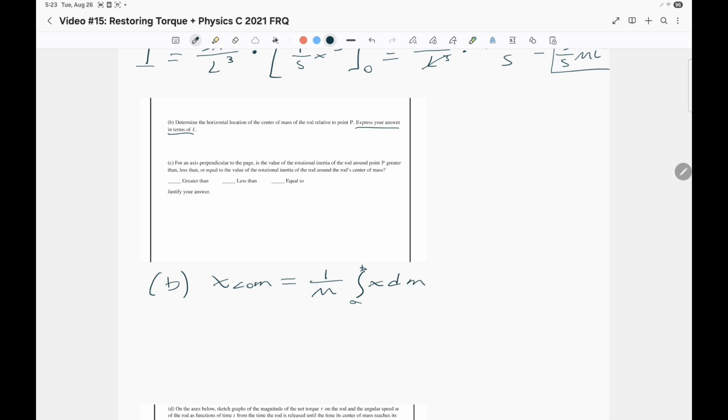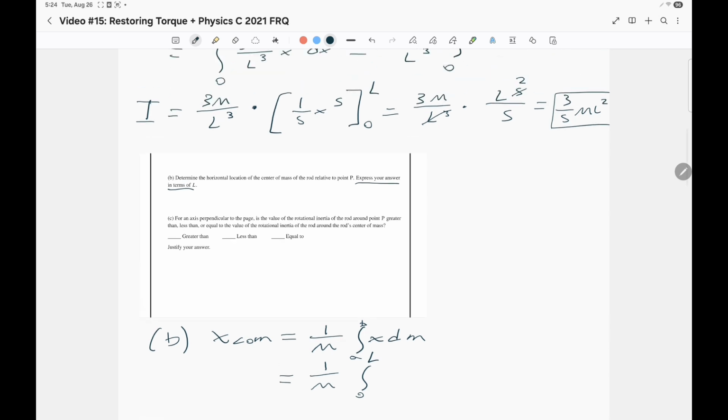And so we want to find the center of mass of the rod relative to point P, express your answer in terms of L. So we know the total mass is big M, so we can leave that unchanged. And I think our limits are still going to be from 0 to L, because we're still dealing with the whole rod relative to point P. I think that's self-explanatory. I guess you can do it a different way if you'd like, but I don't see changing our limits to be very advantageous here. If you have any other input on that, let me know.